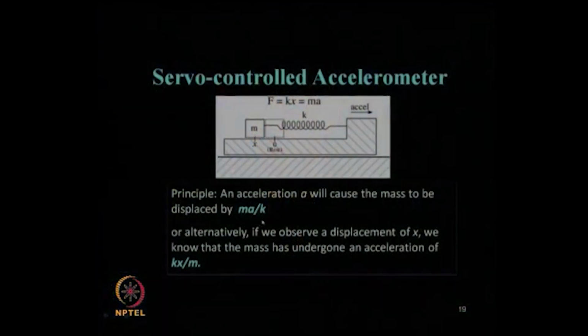So, we can see over here the servo controlled accelerometer we have just now discussed in detail. Either the acceleration can be measured by this. If acceleration is known, the amount of displacement can be measured like this, or if the displacement is known, acceleration can be measured like this. So, they are interrelated through this expression.